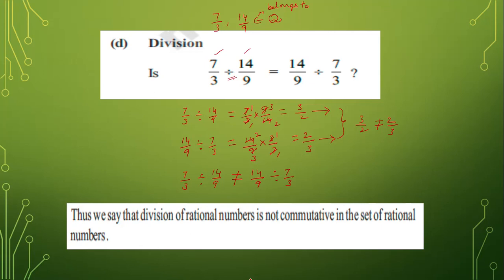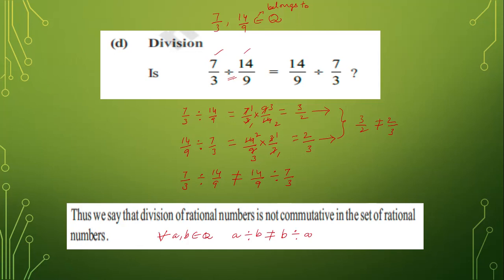That leads to the conclusion that division is not commutative in rational numbers. So we may write it here as a simple sentence: for all A, B belonging to Q, A divided by B is not equal to B divided by A. Hence, in division, the rational numbers are not commutative.